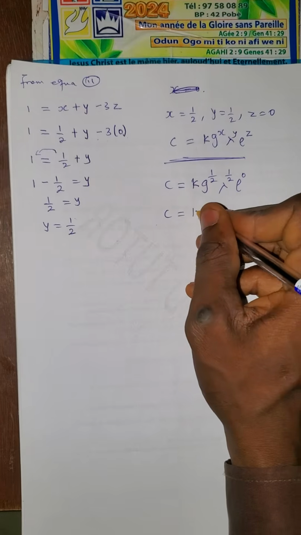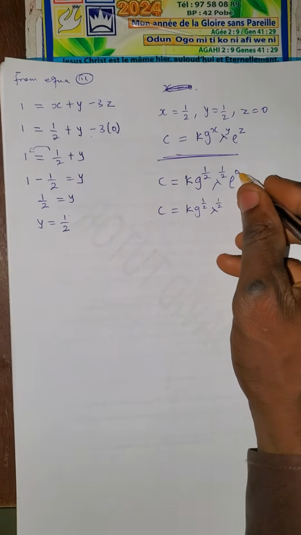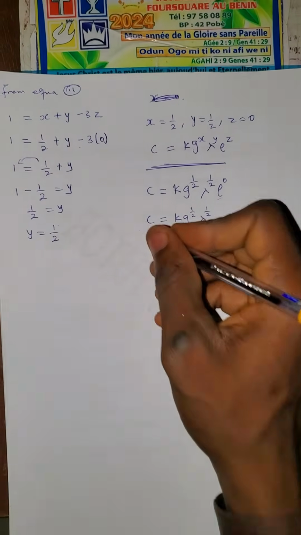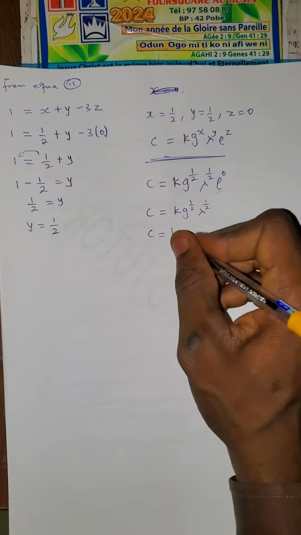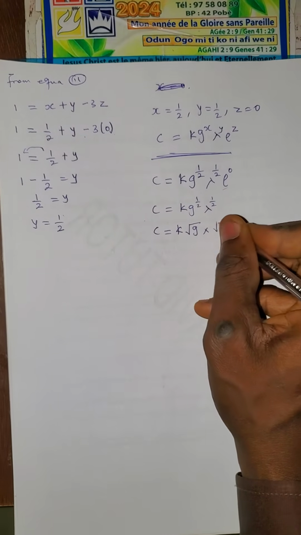Then C will finally become K G raised power 1 over 2, lambda raised power 1 over 2. Anything raised power 0 is 1. So density is out of it. So C will now finally become K square root of G multiplied by square root of lambda.